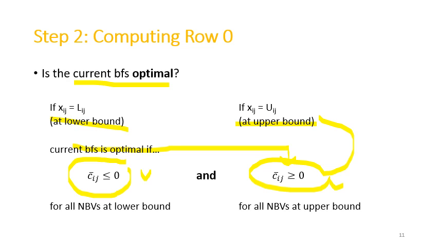Okay, so let me repeat. If you see any non-basic variable that does not satisfy either condition, it means that the current BFS is not optimal. And that non-basic variable is the candidate to go inside the BFS, replacing one of the basic variables that is currently in the BFS.